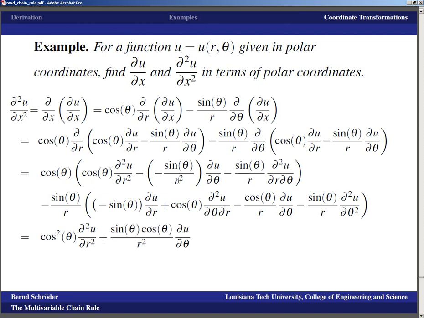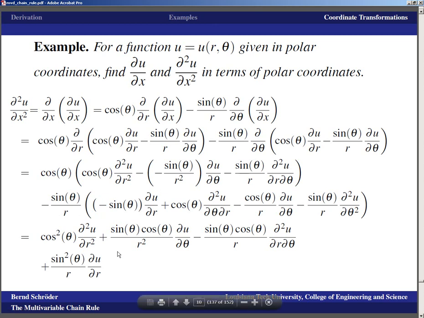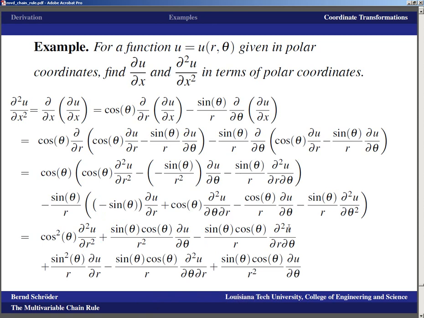We get plus cosine theta sine theta over r squared times partial u with respect to theta, minus cosine theta sine theta over r, or sine theta cosine theta over r, second partial of u with respect to r and theta, plus sine squared theta over r partial u with respect to r, minus sine theta cosine theta over r times the second partial of u with respect to theta and r, plus sine theta cosine theta over r squared, putting these expressions together, partial u with respect to theta, plus sine squared theta over r squared, second partial of u with respect to theta squared.